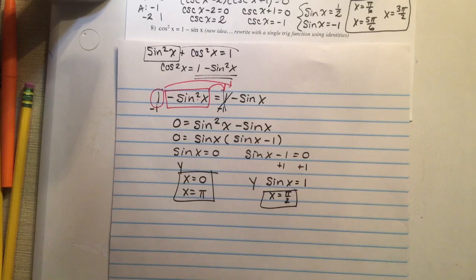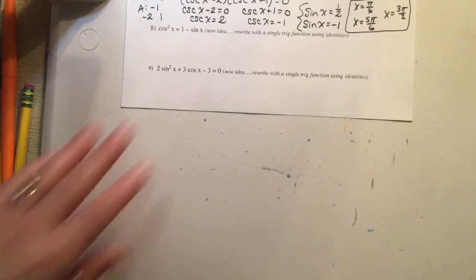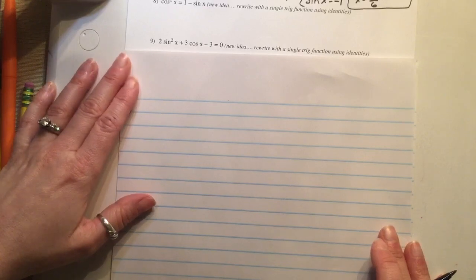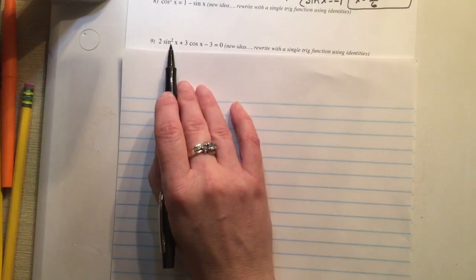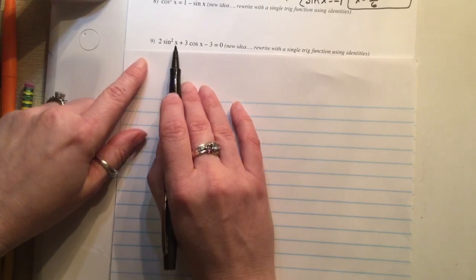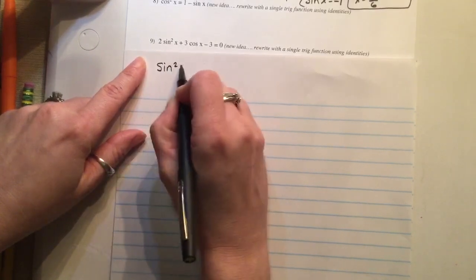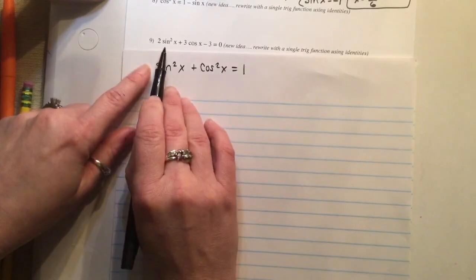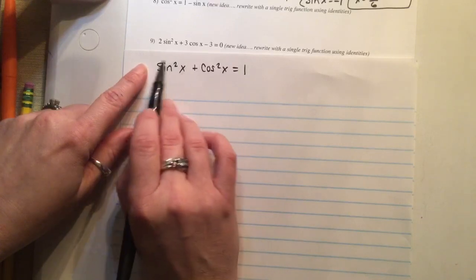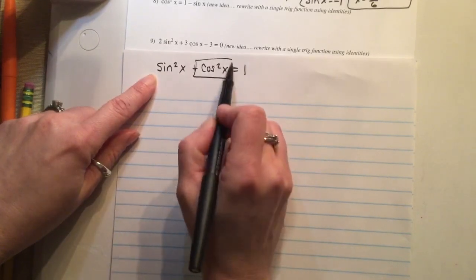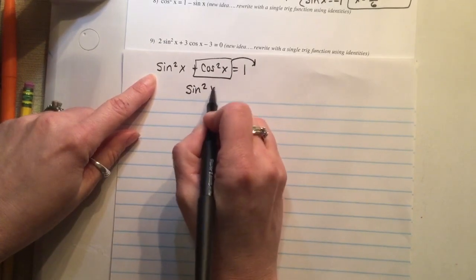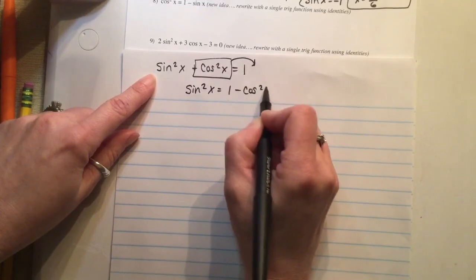Okay, just in case that was a little bit tricky, we're going to do the same idea for number 9. It says new idea, rewrite with a single trig function. Where you're going to be able to use those properties is where you have a power of 2. So again, it's sine squared of x. So it's that same property we just looked at. Sine squared of x plus cosine squared of x equals 1. I need to get this by itself so that way I can substitute in a cosine. So what I'd have to do is minus cosine squared of x over. Sine squared of x equals 1 minus cosine squared of x.